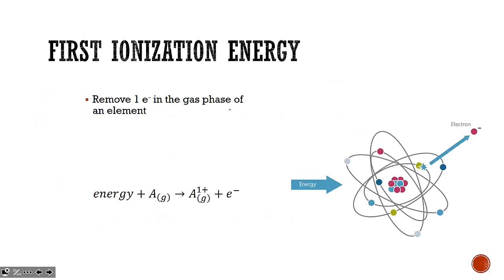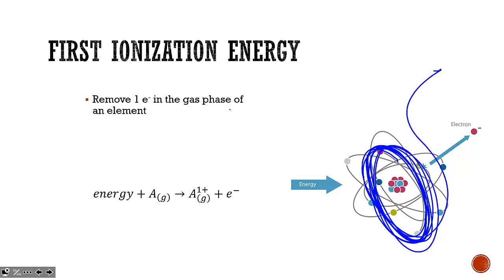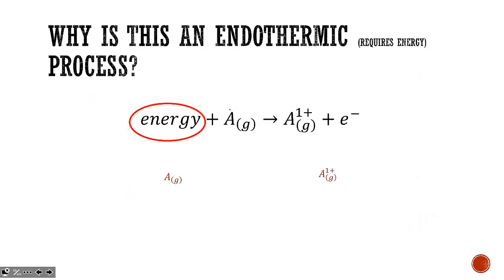So if you were to take an atom in its gas phase and provide it energy, you could have those electrons that are in different energy levels move faster and faster. If those electrons move faster and faster and faster, eventually one's going to pop out. This is known as ionizing, and if it's the first one you do, it's known as the first ionization energy. So when we put energy into this species, an electron comes out. Now, since we have to put energy into this reaction, this is an endothermic process.